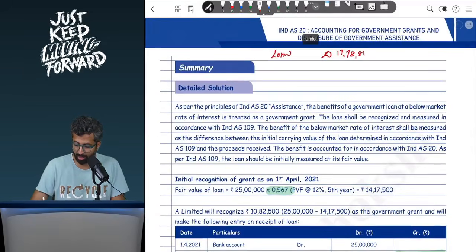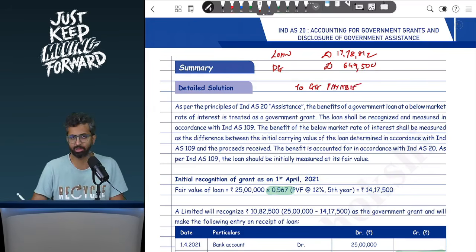Then you will have deferred grant account debit. Let us say that comes to 649,500, and to bank if you have paid, or if to government grant payable, well, you can show 25 lakhs and pass a separate entry for 10 lakhs, or you can show 35 lakhs and show the direct balancing figure. I believe the institute has shown 25 lakhs and hence passed a separate entry.